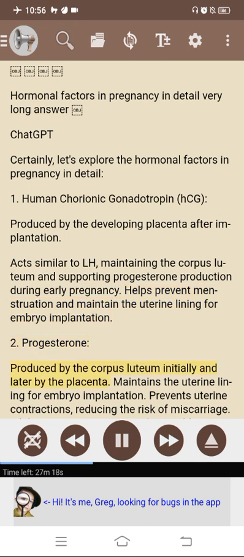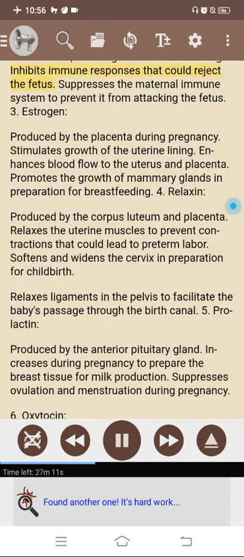2. Progesterone. Produced by the corpus luteum initially and later by the placenta. Maintains the uterine lining for embryo implantation. Prevents uterine contractions, reducing the risk of miscarriage. Inhibits immune responses that could reject the fetus. Suppresses the maternal immune system to prevent it from attacking the fetus.